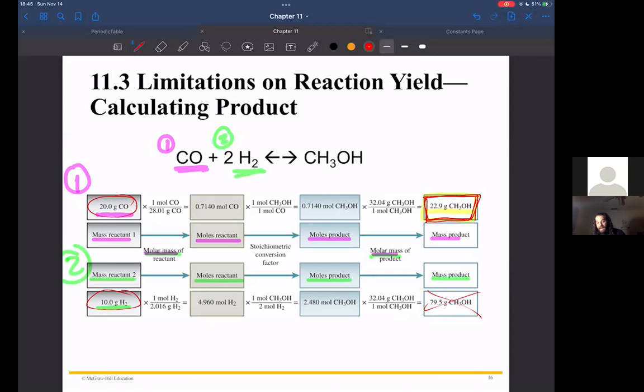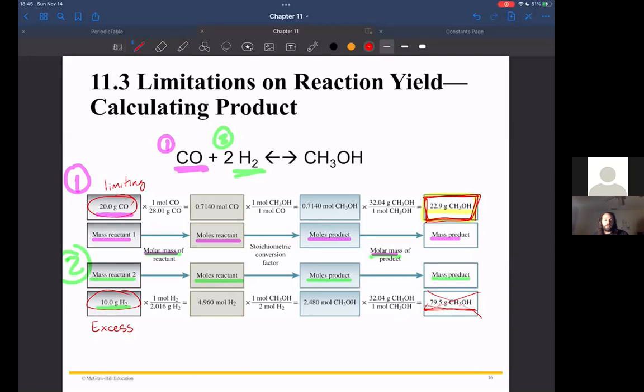methanol. I have enough hydrogen to make more than that, right? I have enough hydrogen to make 79 grams, but I don't have enough carbon monoxide. So my carbon monoxide is limiting and my hydrogen gas is excess. Okay, so that's how you do your limiting reactant calculations.